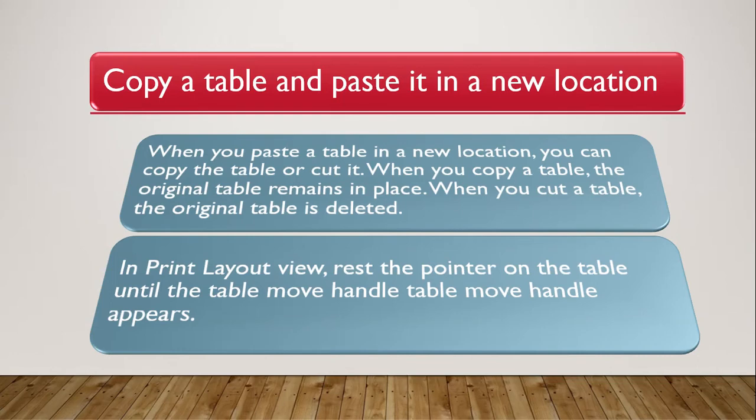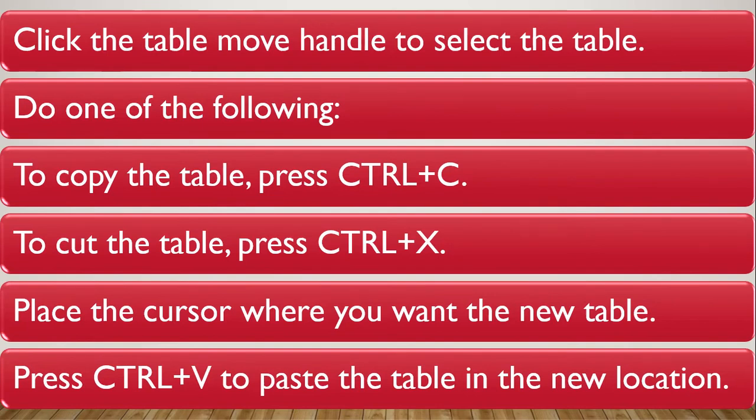In print layout view, rest the pointer on the table until the table move handle appears. Click the table move handle to select the table. Do one of the following. To copy the table, press Ctrl plus C. To cut the table, press Ctrl plus X. Place the cursor where you want the new table. Press Ctrl plus V to paste the table in the new location.